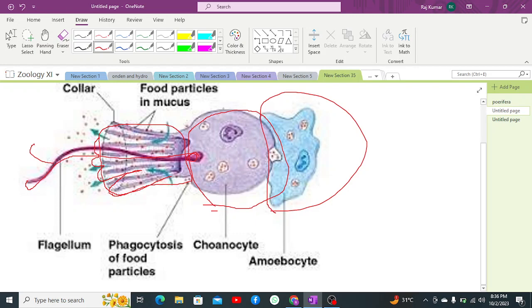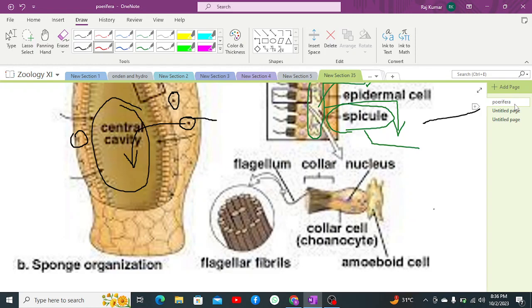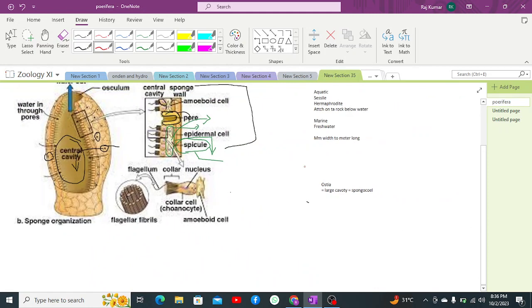The choanocyte is involved in an important procedure of getting food particles. So why is the choanocyte important? Because it is involved in capturing food particles. As there are no specialized organs or tissues, digestion, respiration, excretion, and reproduction all occur by simple diffusion in the sponge body.